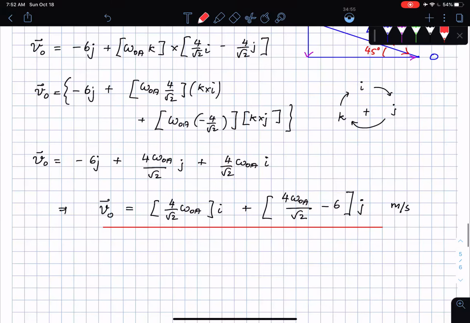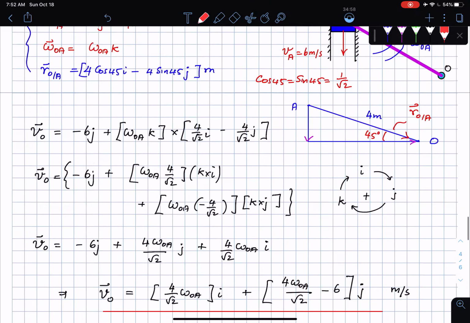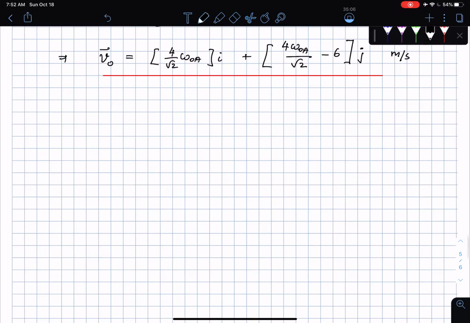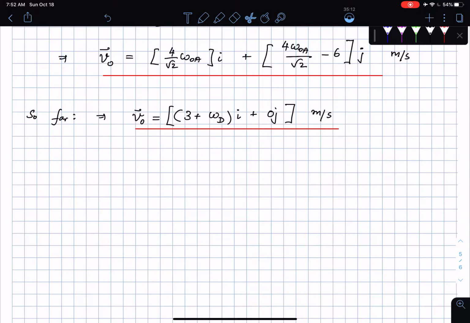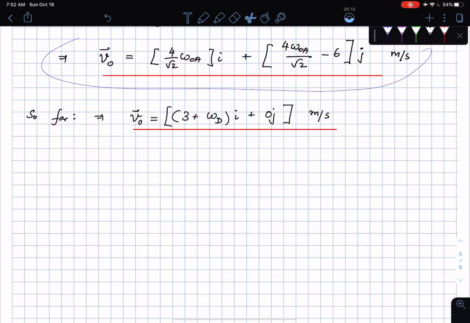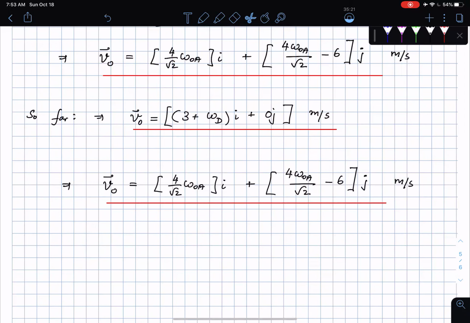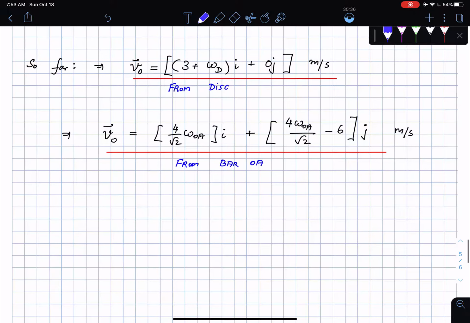Now I'm going to take my expressions from the previous velocity analysis as well. Here is what I have. I have two expressions, so I'm going to copy that. So far, this is known to me. This is from one body, this is from the other body. I'm going to copy that and paste it here. So we got this from the disk, and this is from the bar OA, but obviously these two velocities are the same, right? Which means that I'm just going to equate them together.